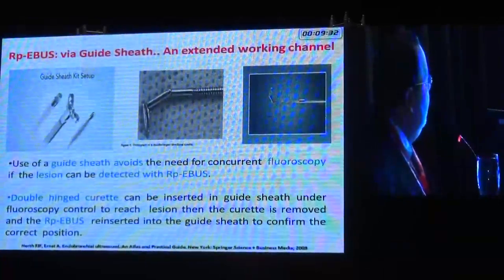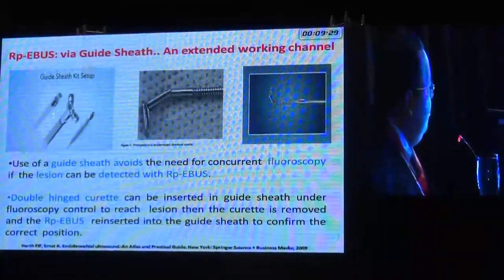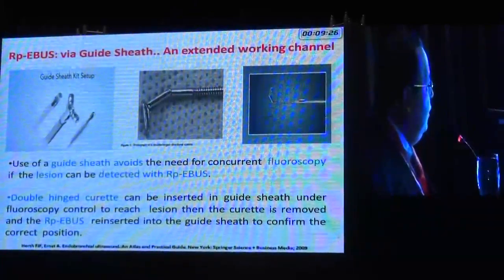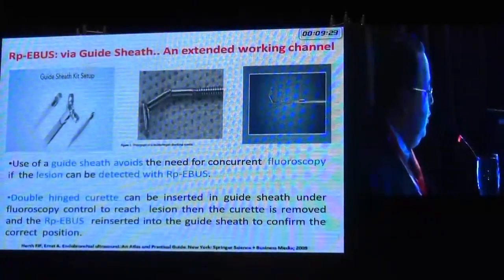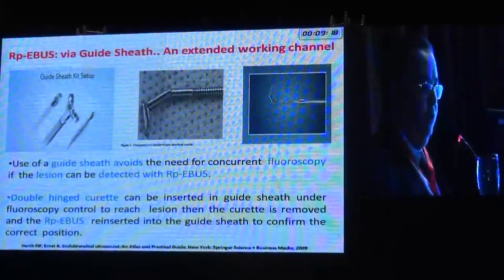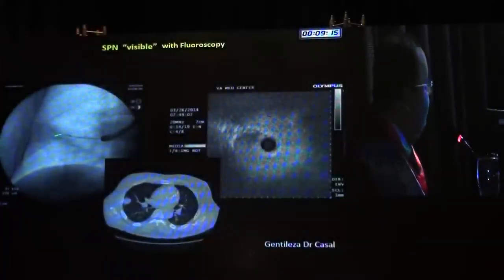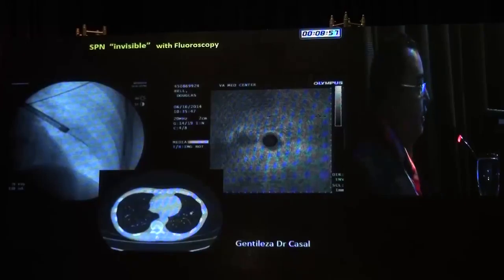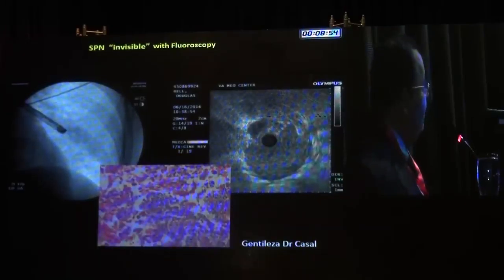There are dedicated guide sheaths provided by Olympus that can help you. And nowadays, there is a double-hinged curette for areas with too much angulation. You can introduce this to help you reach areas that are difficult to reach. This is a solitary pulmonary nodule, which is visible by fluoroscopy as well as by endobronchial ultrasound, and this is the localization with the EBUS. Sometimes you cannot see even the solitary pulmonary nodule by fluoroscopy. You can see it by EBUS only. You can see it here on the CT, so EBUS can reach areas invisible with fluoroscopy. This is another example as well. You cannot see it here, and it is very evident.